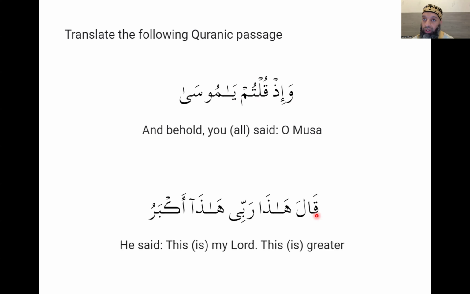قَالَ means he said. It's the verb that is formed from the root word. قَالَ, he said.